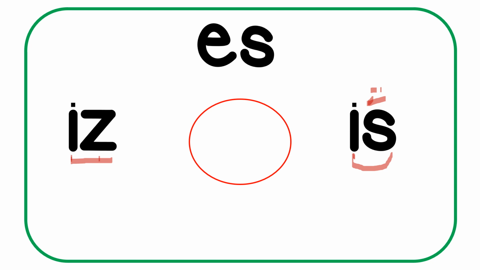Let's give an example of a word where we can have "is" making the sound "is". For example, the word "chisel". That's where we have C and H making the sound "ch". Then we have "is", our small word, and then we have E-L making the sound "ul". So we have "ch", "is", and "ul": chisel. And that's a tool.